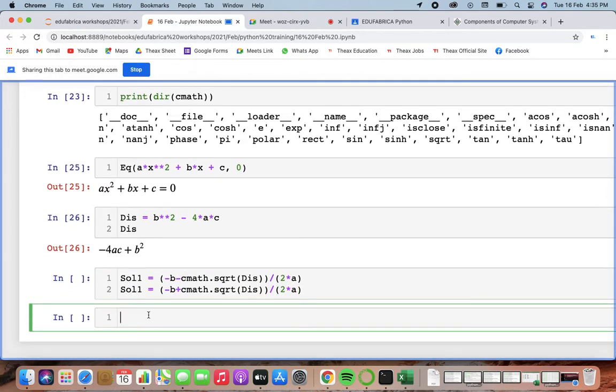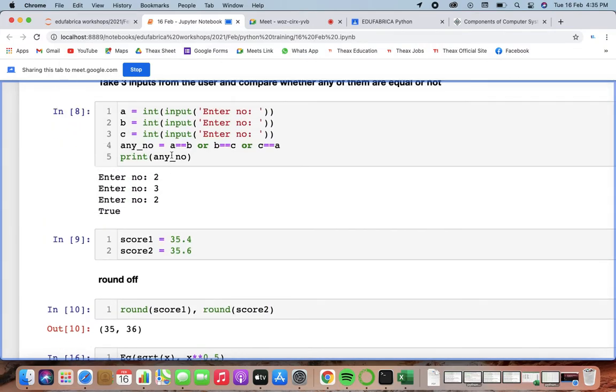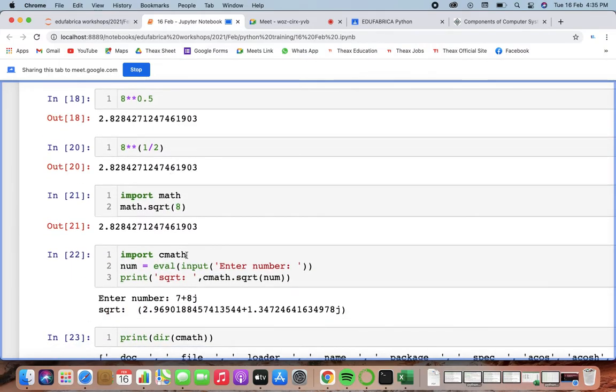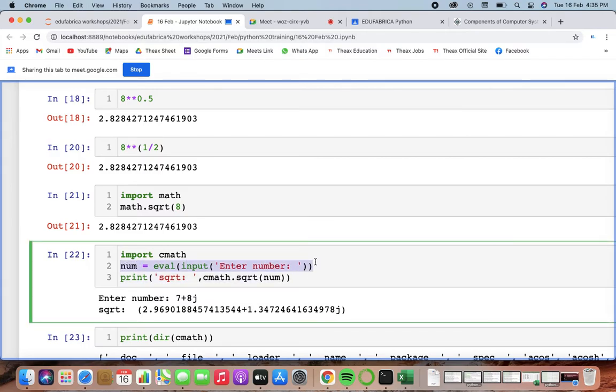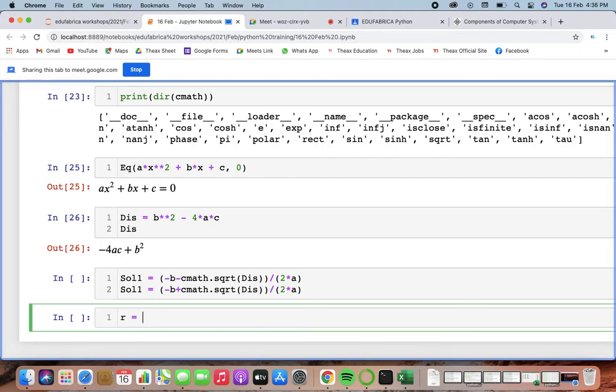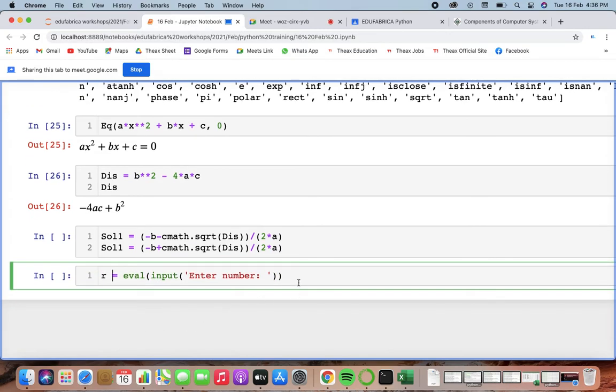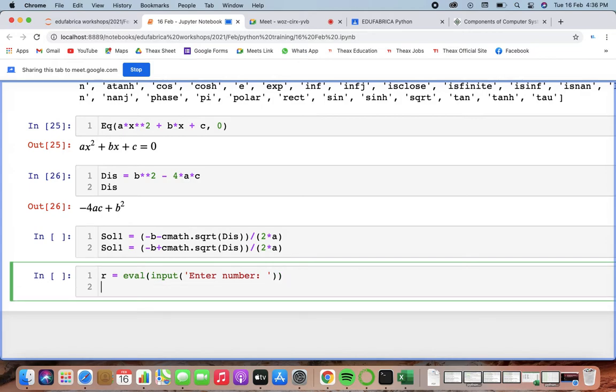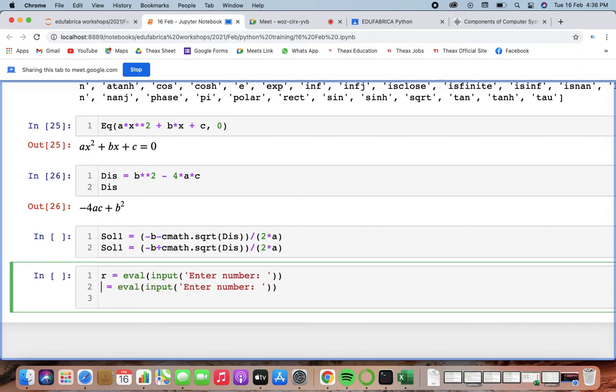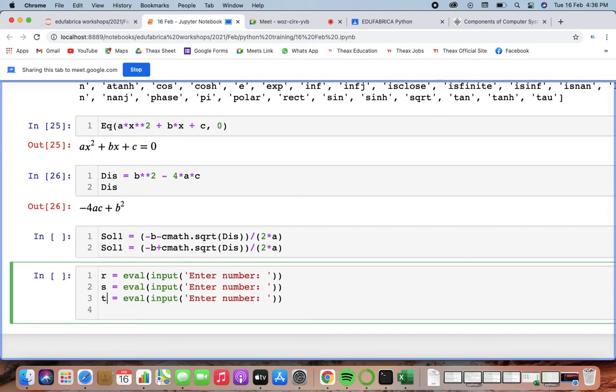No need to worry. Similarly, we take values for R, S, T as three inputs, as in the eval method, where is that eval? Yeah, here. In a similar way, let's say my R is equal to this. This is going to be the first, R. Then copy, paste. Let's say this is S, and this is T. So the equation will now be R x square plus S x plus T, right?